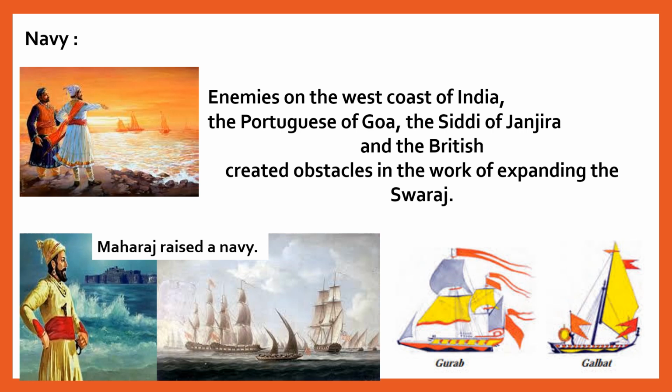It was the belief of Maharaj that the one who has a navy controls the sea. Maharaj had enemies such as the Portuguese of Goa, the Siddhi of Janjira, and the British of Surat and Rajapur. These enemies, coming from the west coast of India, created obstacles for Shivaji Maharaj as he was expanding the Swaraj. So it became necessary for Maharaj to curb all these activities and protect the west coast from them. Thus, Maharaj raised a navy.